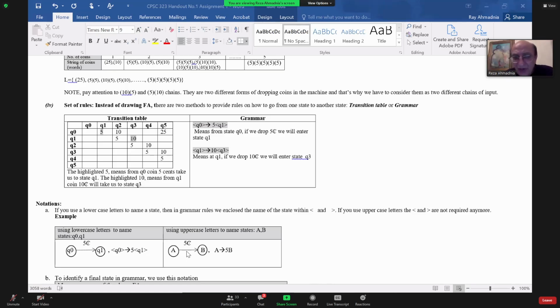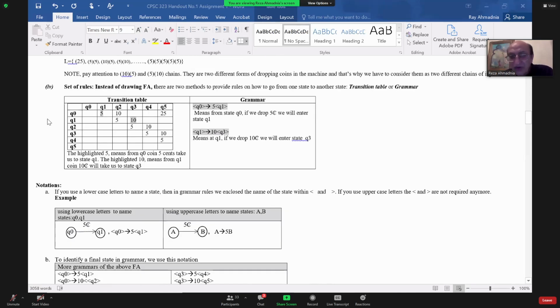Now the same thing you can do here. If the name of a state is an uppercase letter, then you don't need to use brackets. So from a state A, if I drop 5 cents, I enter state B. From state Q0, if I drop 5 cents, I enter Q1. Because I name my states using lowercase letters, I have to enclose them within angle brackets.